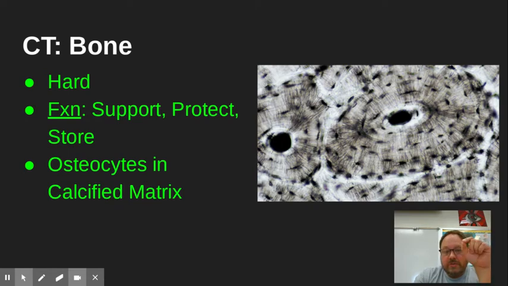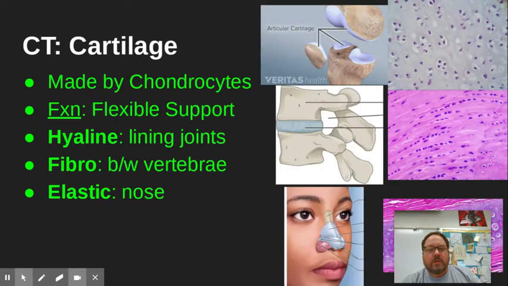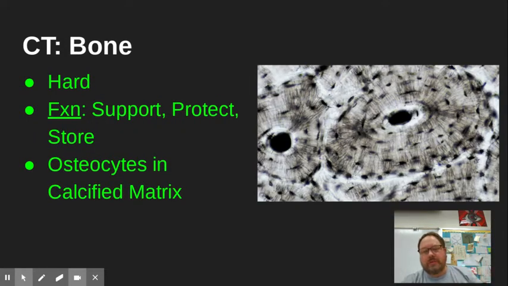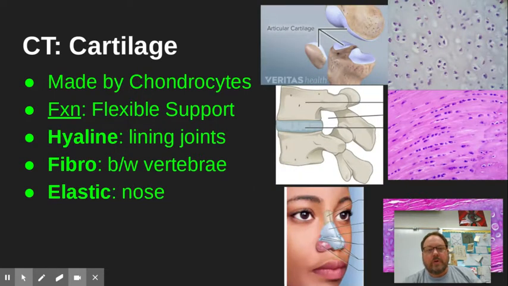So the little cells are called osteocytes. Osteo means bone, cyto means cell. So there are little cells that live in that material, and then they secrete that hardened bone around the outside. Functions of bone: protection, support. You can store ions in bone, so those are different functions of bone.